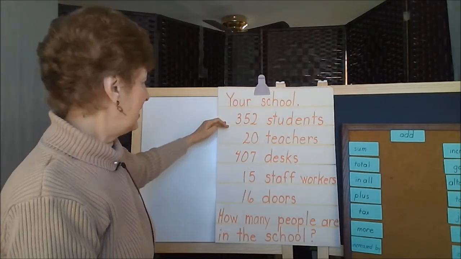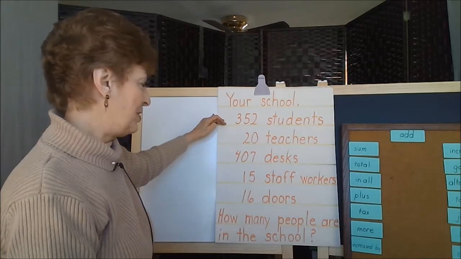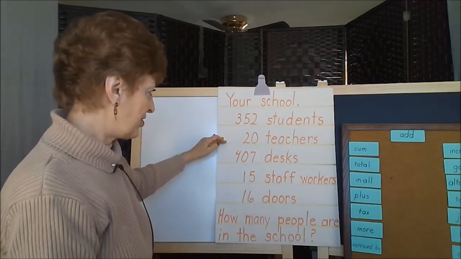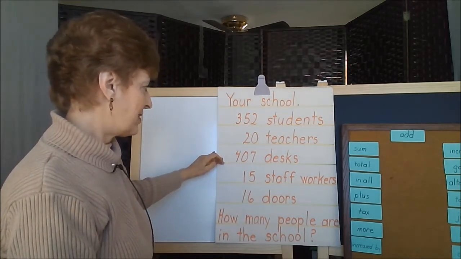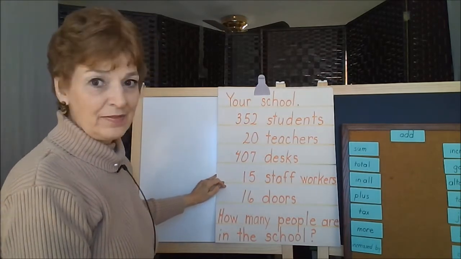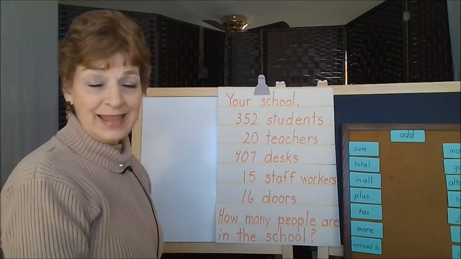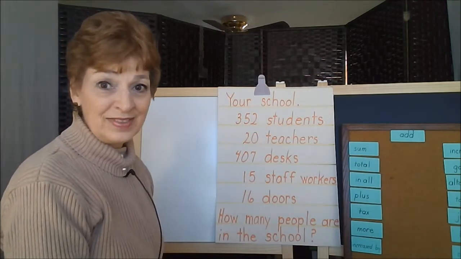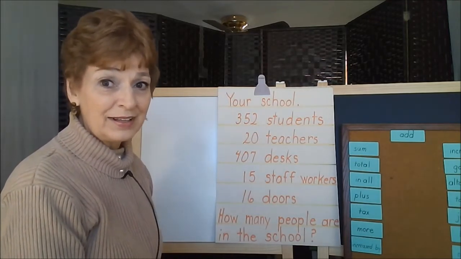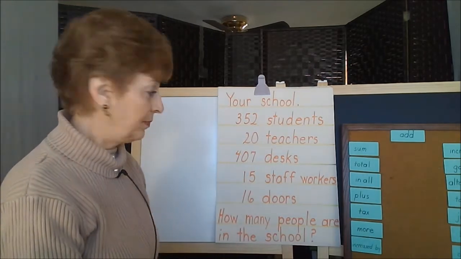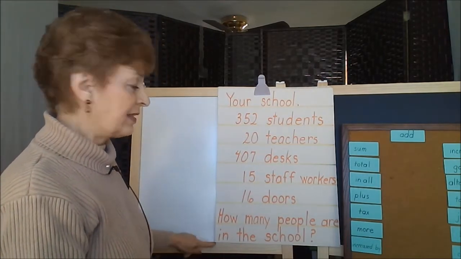Your school. 352 students, 20 teachers, 407 desks, 15 staff workers, 16 doors. That's going to be intimidating right there. That's a lot of numbers. A child is probably going, yikes. How many people are in the school?